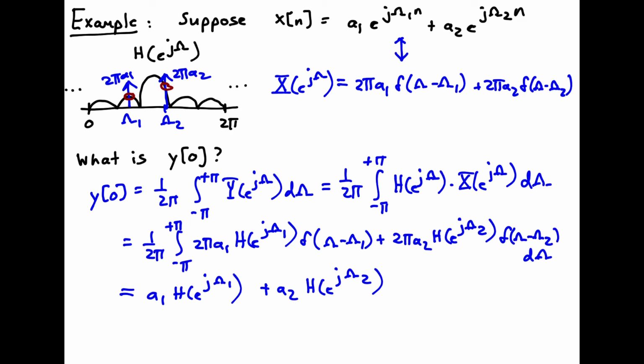Okay, I'm expecting a scalar, right? I'm just calculating the output at a single time point, y of 0, and I get a complex scalar, that is a1 times the value of the frequency response at omega 1, and a2, the amplitude of signal 2, times the frequency response at the frequency of that signal, omega 2. All right, so this is how I can use what we just reviewed to calculate the output when I just have complex exponential inputs.